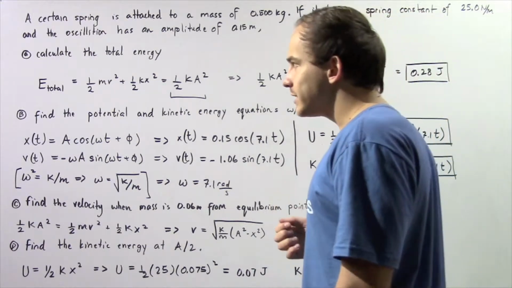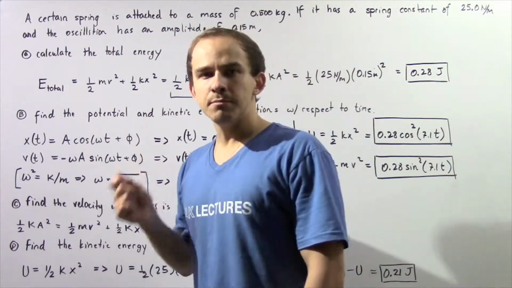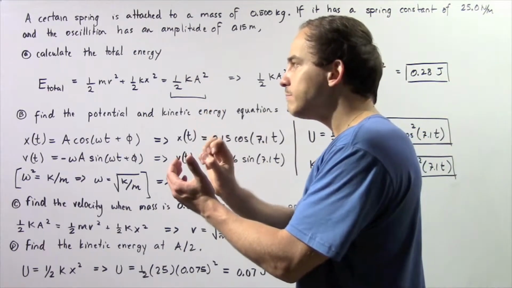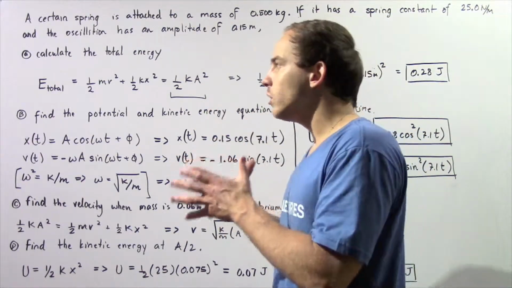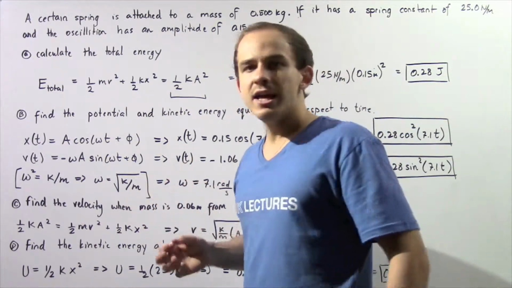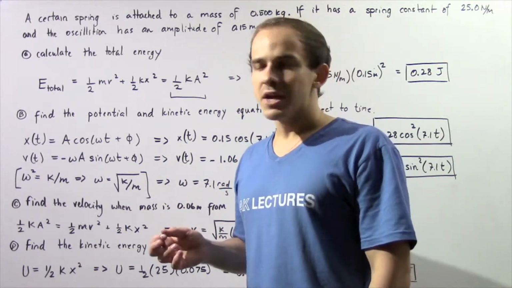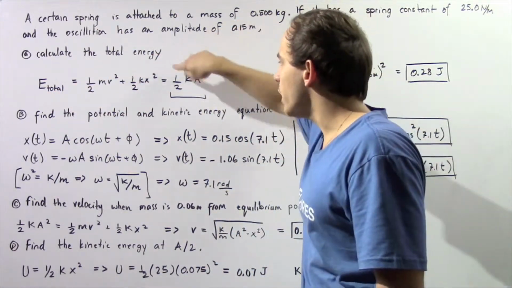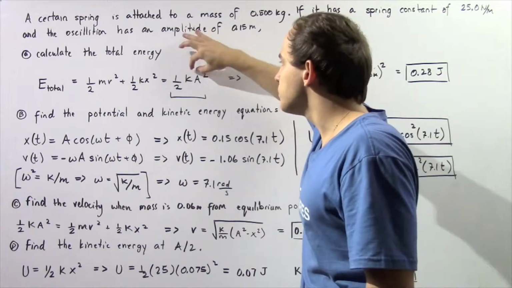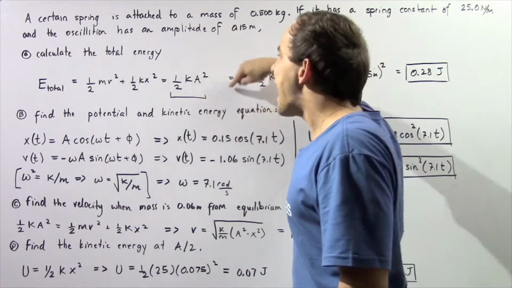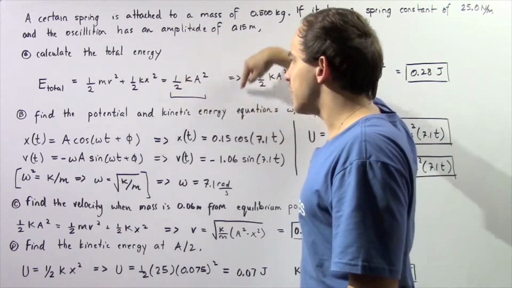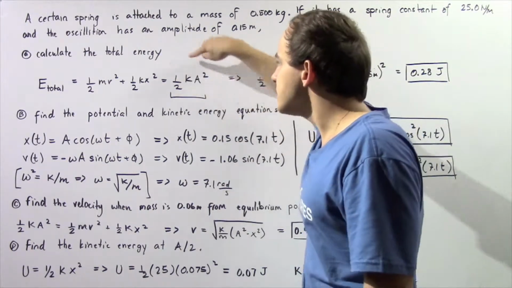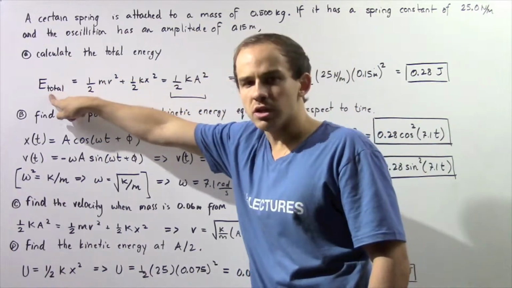Now, another way we can calculate the total energy is simply by recalling that if we compress our object, right before we let go of that object, all the energy is stored in elastic potential energy. So another way we can calculate the total energy is simply by taking 1/2 k times the amplitude squared. So this is the maximum elastic potential energy that is stored in our object. So we're going to use this equation to calculate our total energy.